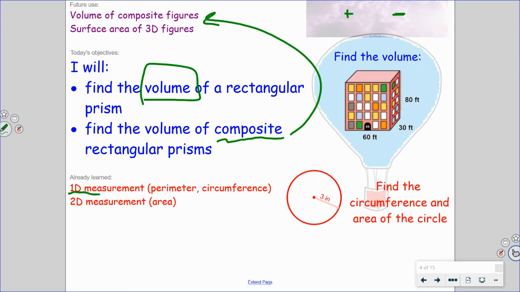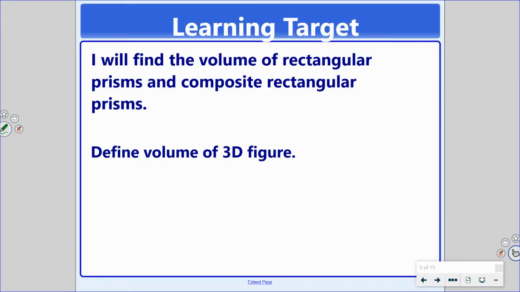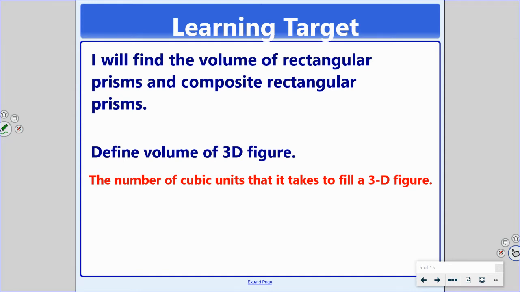So we started with one-dimensional measurement. That would be the length of a radius, for instance. We went into two-dimensional measurement. That would be areas of figures. And today we reach three-dimensional stuff. Now, just to define volume, some of you might already know this. It is the number of cubic units that it takes to fill up a three-dimensional space or figure.